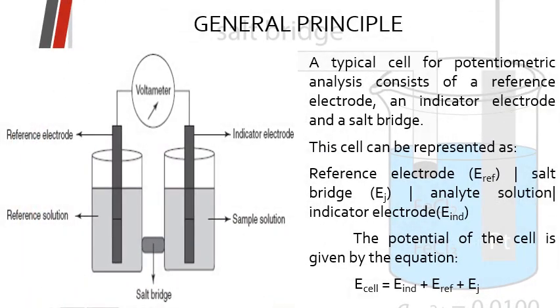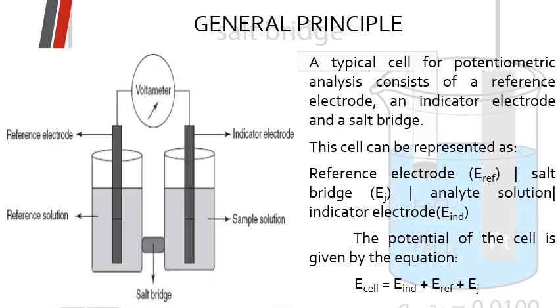A potentiometric cell consists of a reference electrode, an indicator electrode, and a salt bridge. The potential of the entire cell can be represented by the sum of the potentials of these components, as shown by the equation here. E cell equals E indicator plus E reference plus E junction.